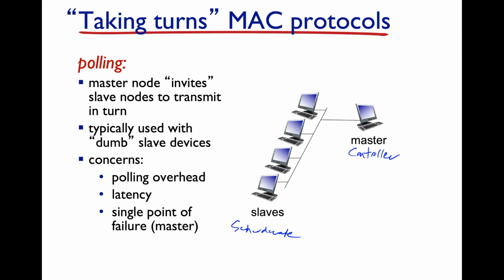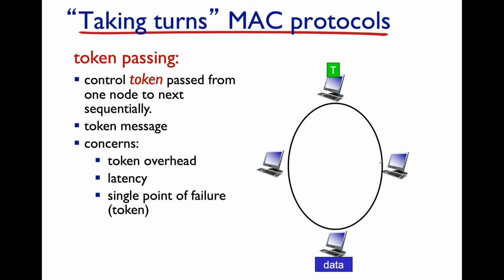And this is typically used with very simple subordinate devices. But the problem then that you're concerned with is the overhead of doing this invitation, this polling, and also the latency or delay associated with getting from this polling to the actual sending of data. And so here the controller sends the poll to each node. If you have data, you send it back. And then you send the poll to the next node. If you have data, you send it back in a coordinated fashion.